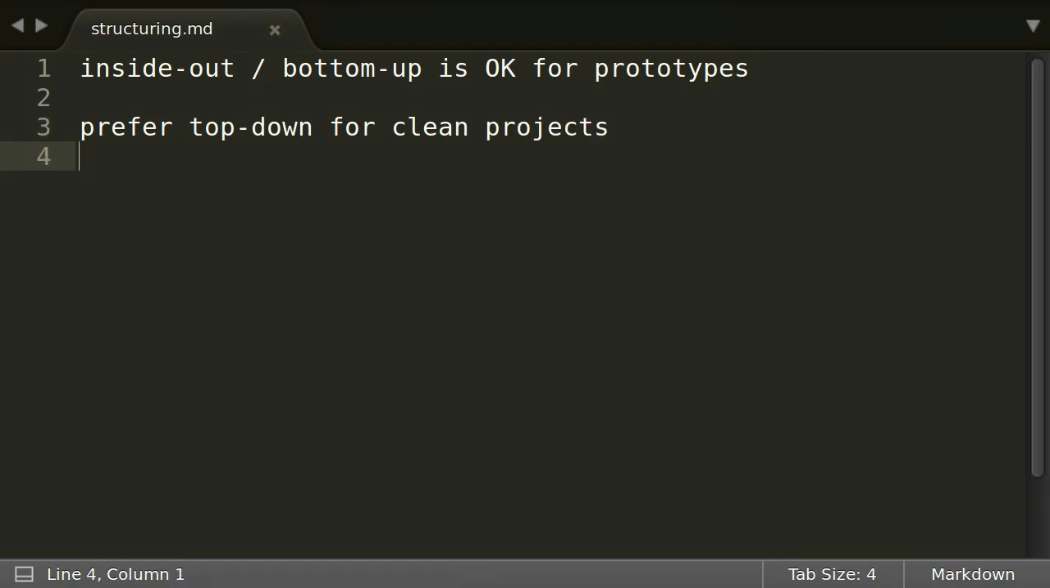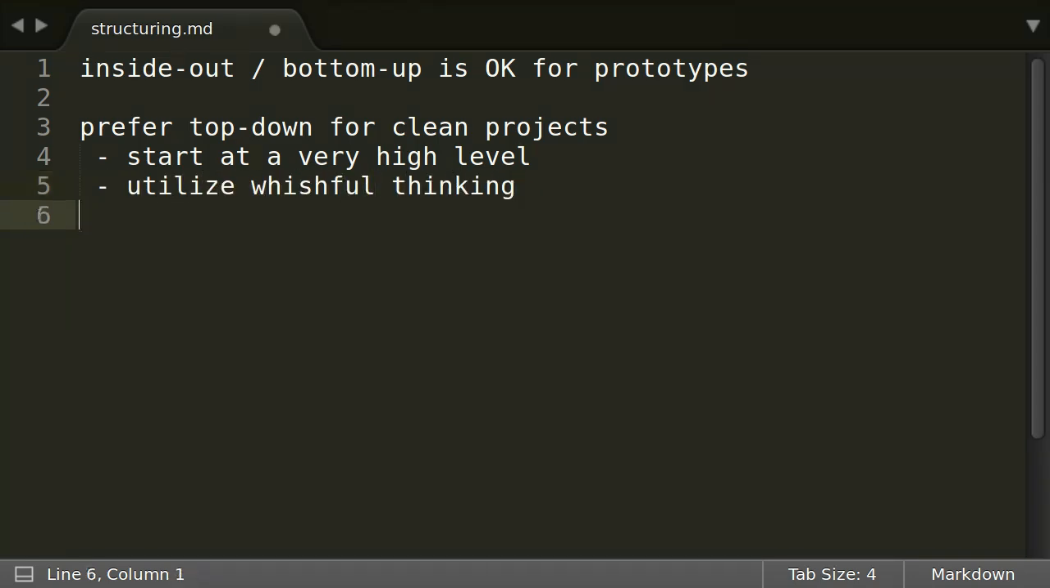Instead, start your thinking from the highest possible level. That means, how should the user experience be, or what interfaces does my service have to provide? From there, work your way down. Utilize wishful thinking while doing so. In other words, use functions that do not even exist yet.